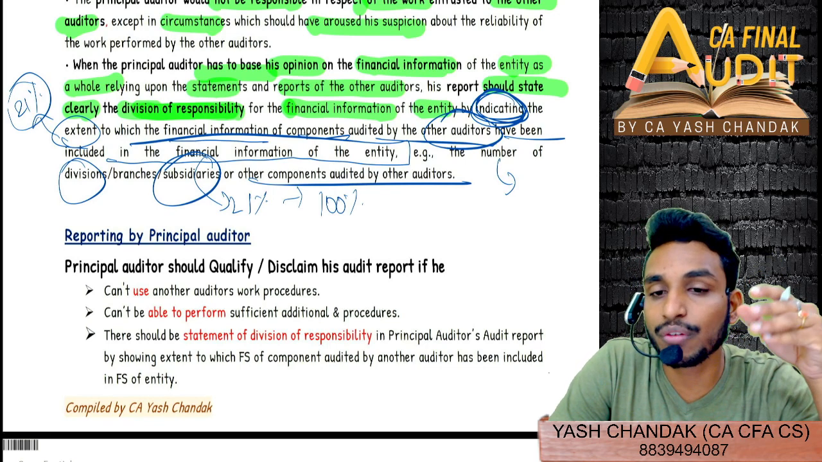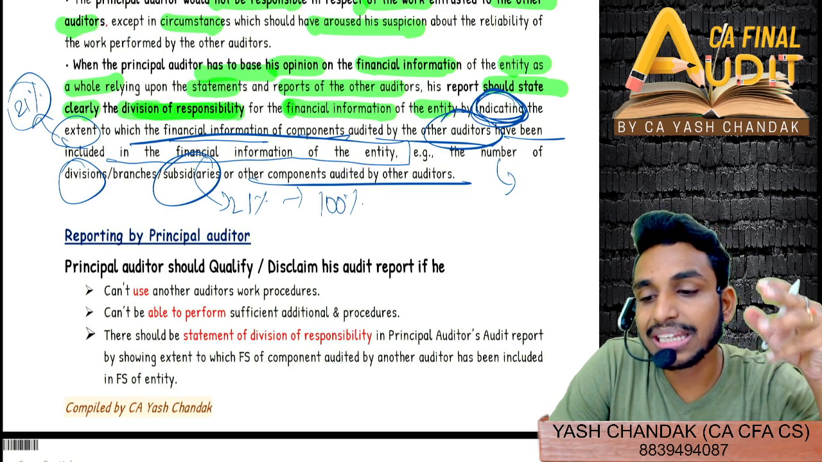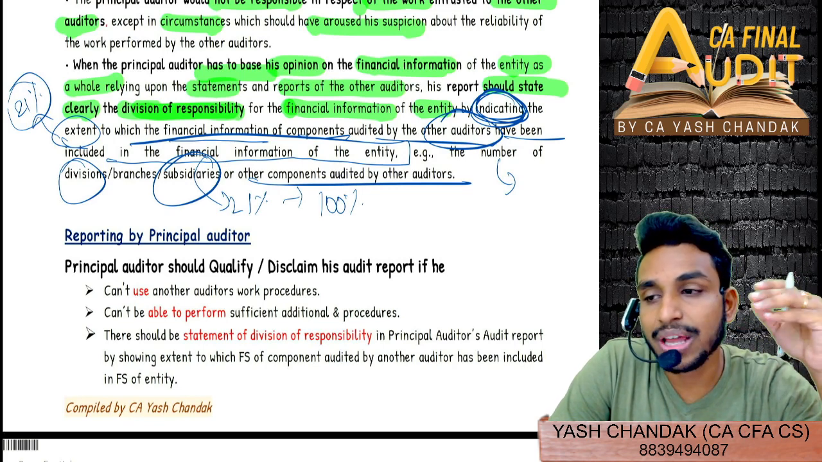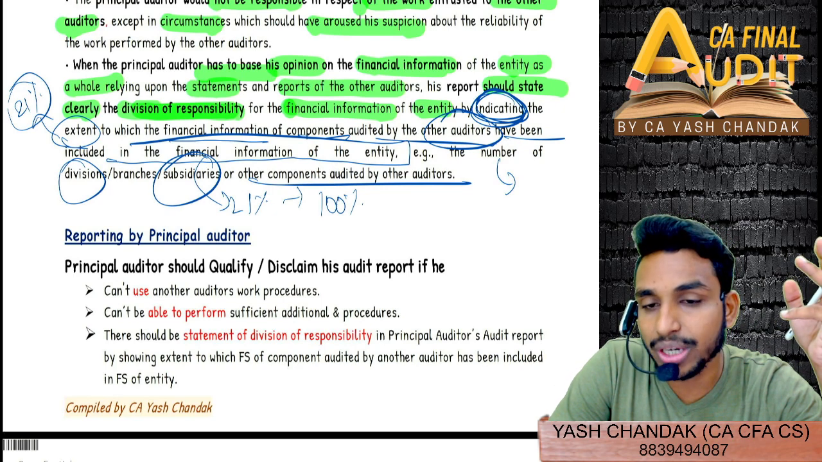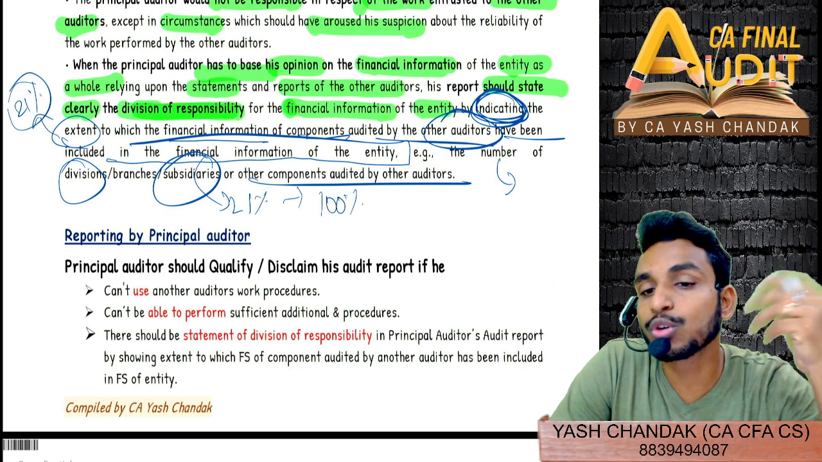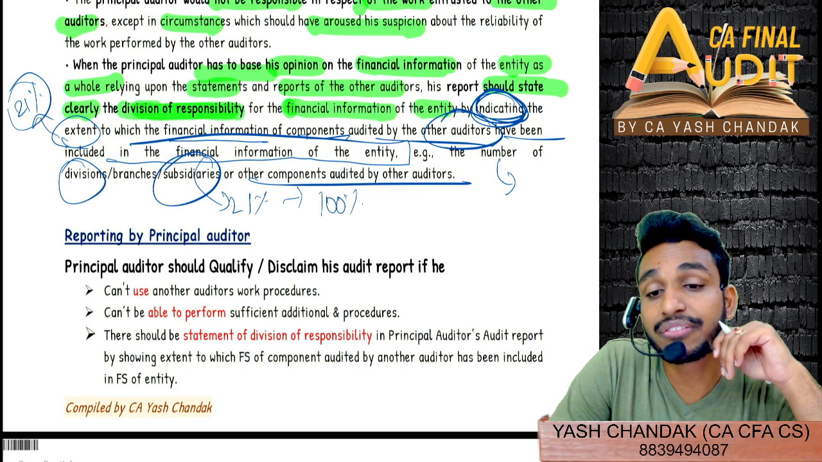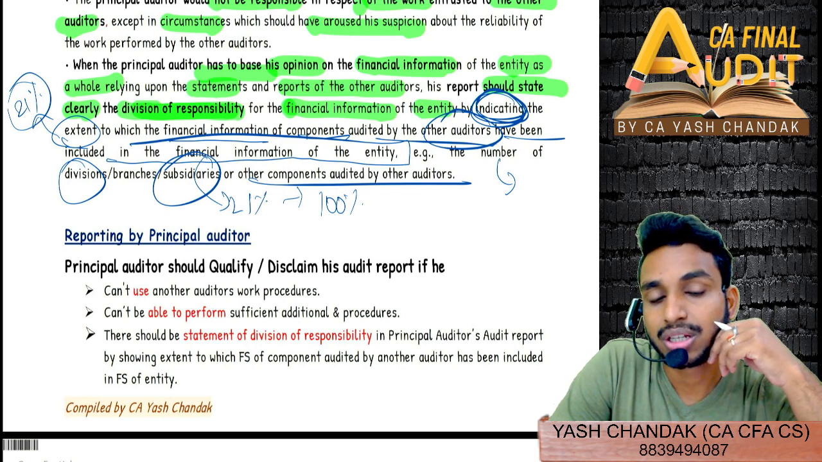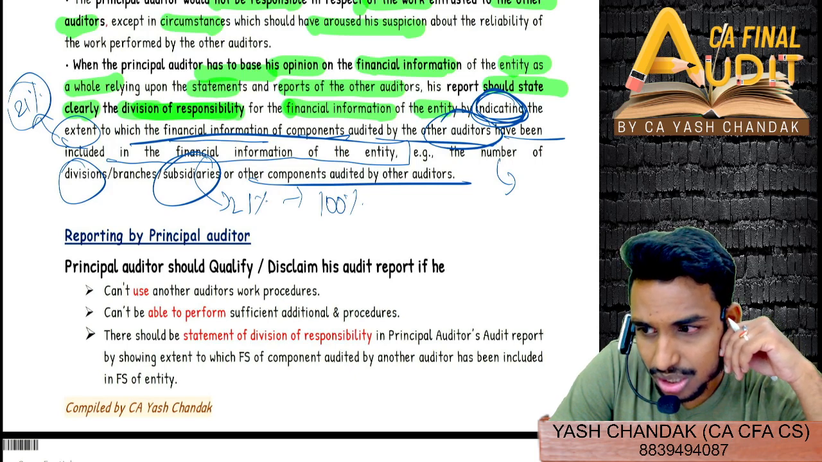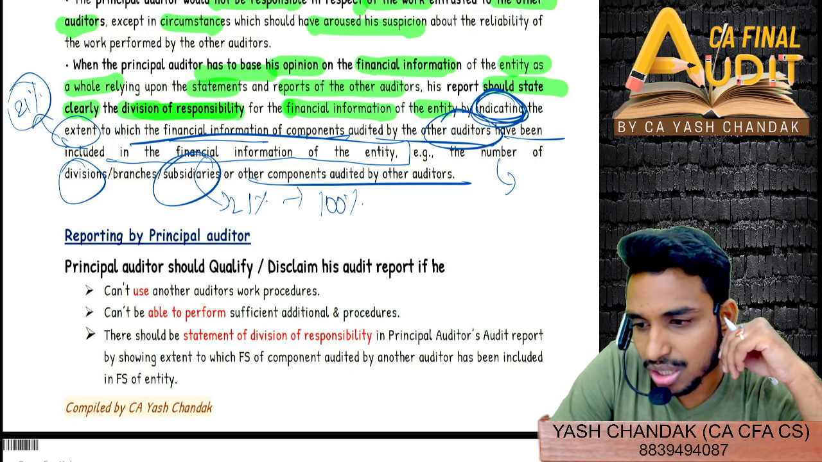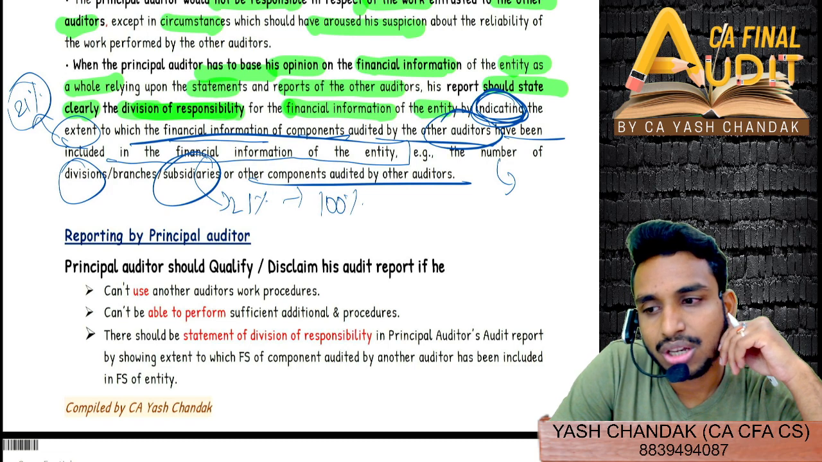If you are not able to see whether the work of the other auditor is adequate for you, then, as I told you, in that case you will have to perform sufficient additional audit procedures to obtain audit evidence regarding the other audit components, and if not, then you will have to qualify or modify, or even give a disclaimer. So he has the reporting responsibility, right? He simply can't say, this is not my portion, so I will give the true and fair view for my report. No, no, no.